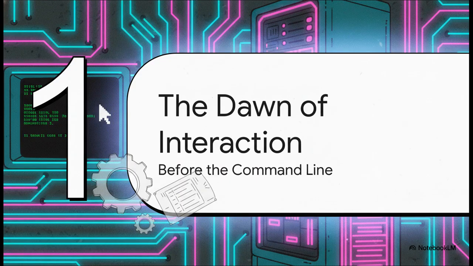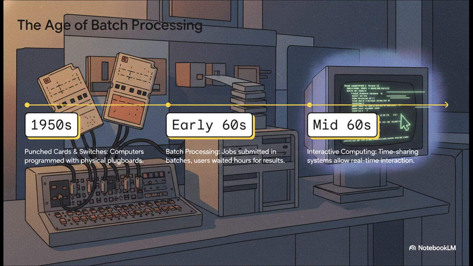Okay, so to really get why the command line was such a huge deal, we have to rewind the clock. I mean, way back to a time when having a real-time conversation with a computer was basically science fiction. See, back in the 50s and early 60s, you didn't really use a computer. That's not how it worked. You'd submit a job to it. I'm talking a literal stack of punched cards that you'd hand over to an operator, and then you'd wait. For hours, sometimes for days. All for a piece of printout. It was totally a one-way street.